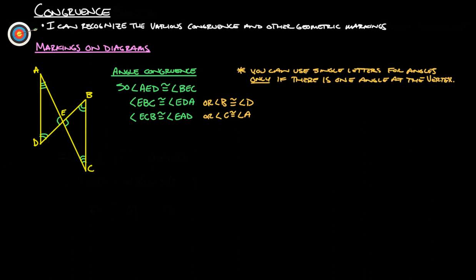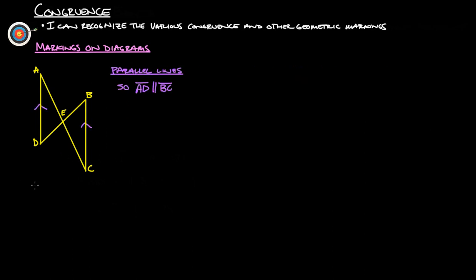Okay? All right. Now, there's also markings for parallel lines. If we have arrows on these lines here, that means that these 2 lines are parallel. Also, if there's a couple of different sets of parallel lines, we could have, say, a double arrow pointing one way and another double arrow pointing the same way. That would say that those other sides would also be parallel. So in this case here, AD is parallel to BC.